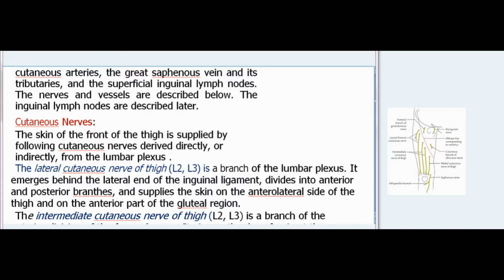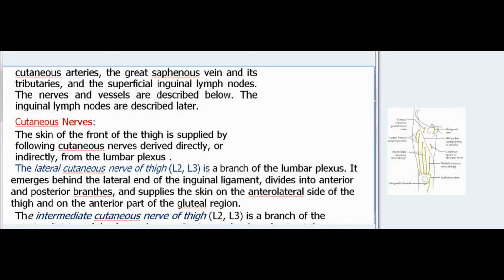Cutaneous nerves: the skin of the front of the thigh is supplied by the following cutaneous nerves derived directly, or indirectly, from the lumbar plexus. The lateral cutaneous nerve of thigh, L2, L3, is a branch of the lumbar plexus. It emerges behind the lateral end of the inguinal ligament, divides into anterior and posterior branches, and supplies the skin on the anterolateral side of the thigh and on the anterior part of the gluteal region.